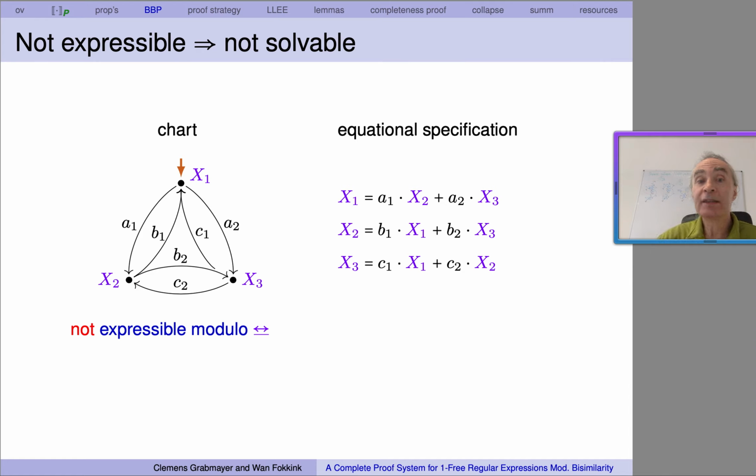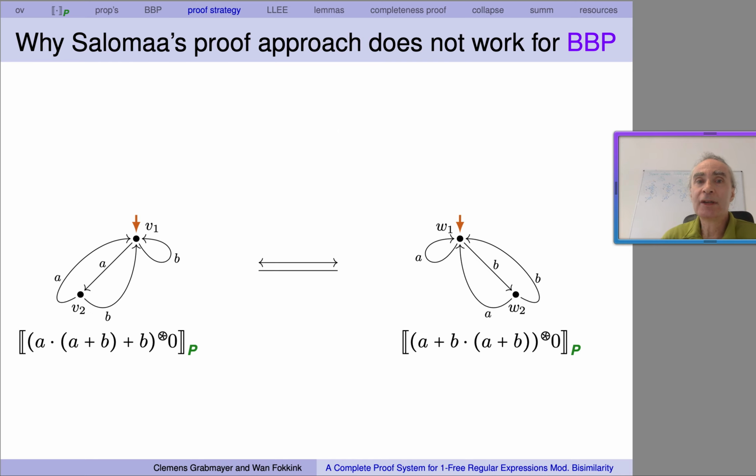Now, coming back to one of these non-expressible charts, it is possible to view every chart also as an equational specification by associating variables to the vertices and letting at every vertex the outgoing transitions determine an equation. Then the associated equational specification you see here on the right. This, however, is not solvable in Milner's system nor in BBP, meaning there is no vector of star expressions that, substituted for the vector of variables, would lead to a vector of equations, all of which would be provable in Milner's system. This is not the case, and Milner already showed that. With that, I can now explain to you why Salomaa's proof approach does not work in our case.